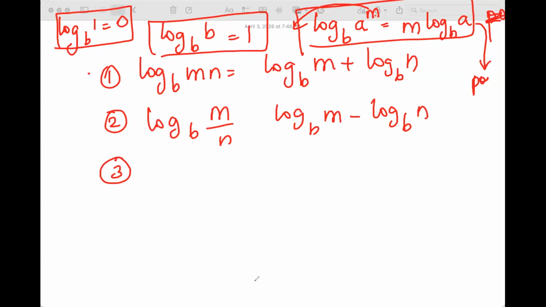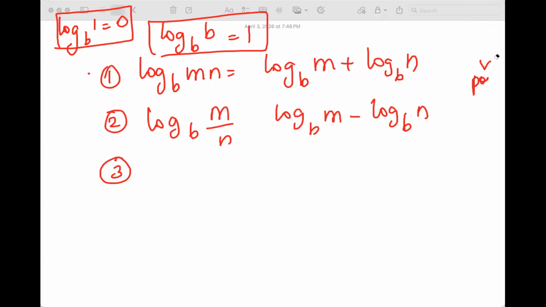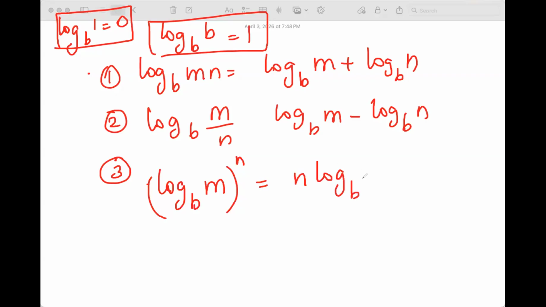Let me write it down. I don't want to write the power property there. Okay, this is not a common one. Power property says log base b of m to the power n, I can write it out as n log m base b.